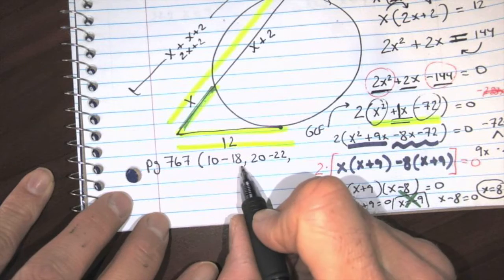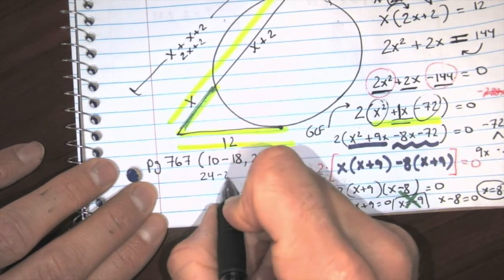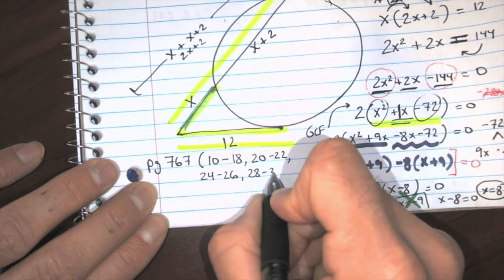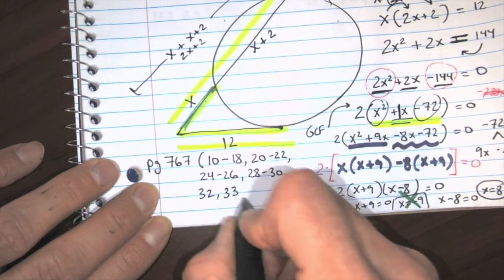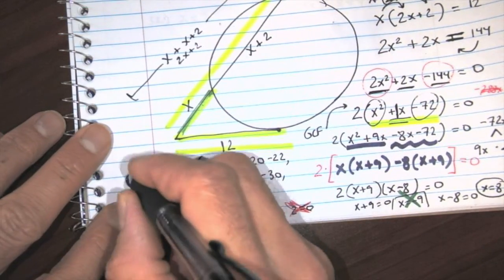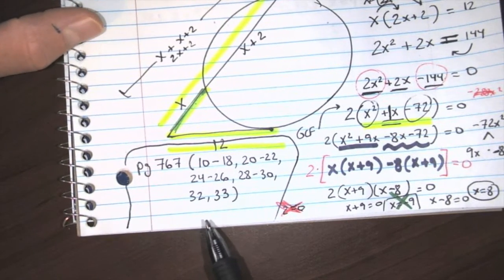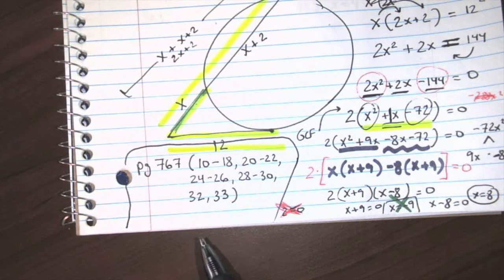So we're looking at 10 through 18, 20 to 22, 24 to 26, 28 to 30, and 32 and 33. That's a 10-point assignment, and there's not that many questions. But where it gets difficult, and please don't turn this video off right now. I need you to watch it till the very last second, because there's some important things I need to say.